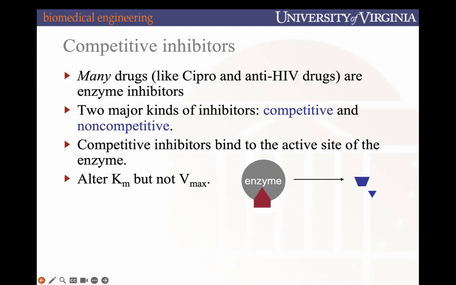What competitive inhibitors do is they come in and dock and bind to the active site. So they're competing with the substrate for the active site. As you can imagine, this will affect the reaction where the substrate is going to be used to produce a product. Now, this will alter Km, the Michaelis constant here.